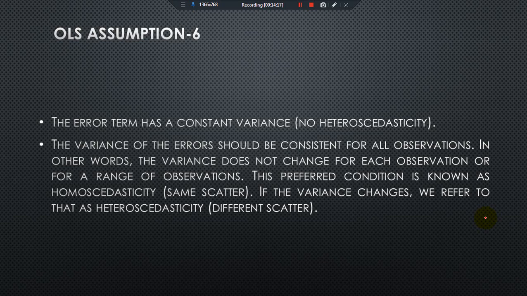If the variation changes, we refer to that as heteroscedasticity or different variation. So keep in mind that there is homoscedasticity for applying the OLS.